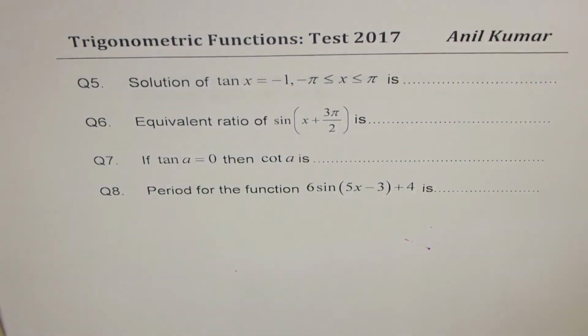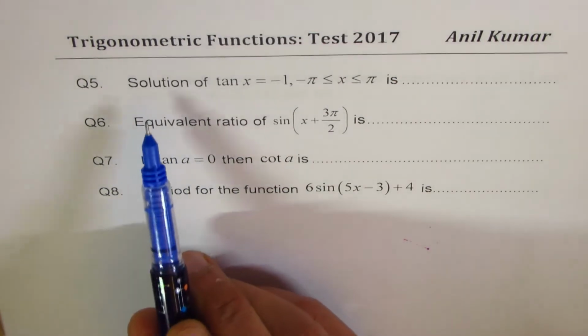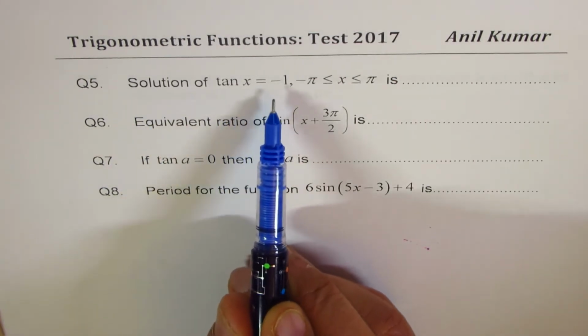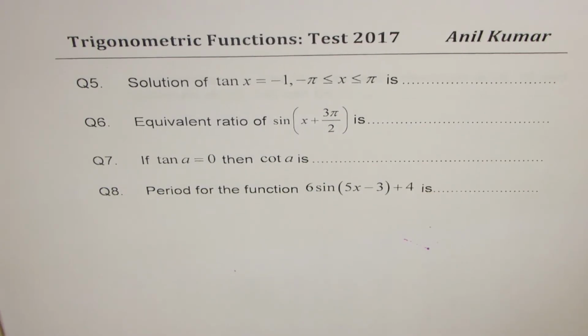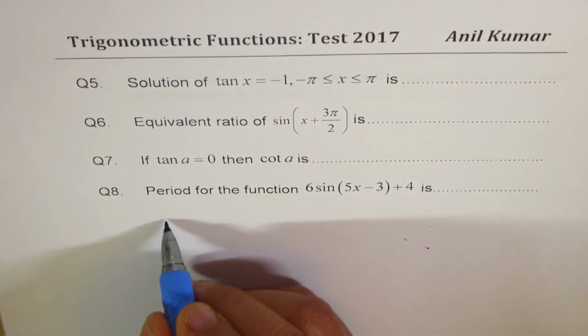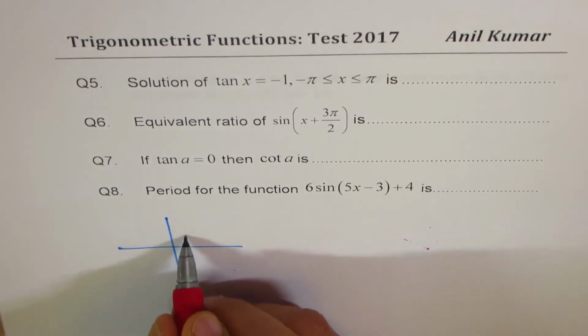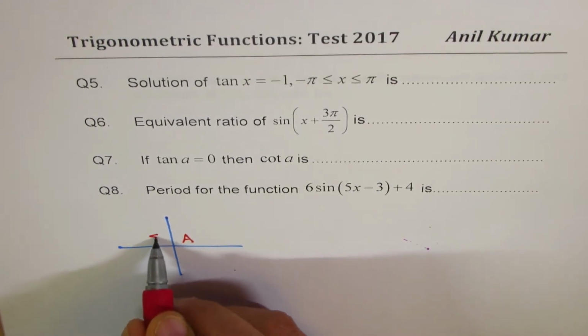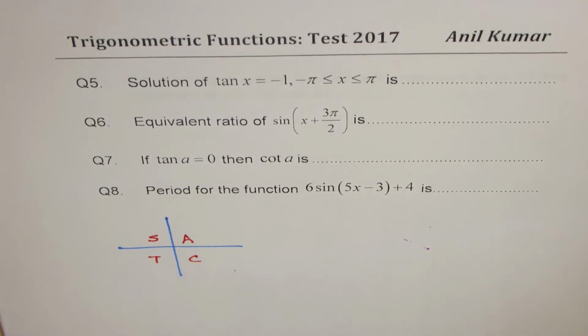Let's move on to questions number 5 to 8. You can always pause the video, copy these questions, try them out, and then do, right? Solution of tan x equals -1 within this interval, minus pi to plus pi is what? So I'm using this area to explain. You know the rule, that is all trigonometric ratios are positive in quadrant 1, sine is positive in quadrant 2, tan in 3, and cosine is positive in 4th.